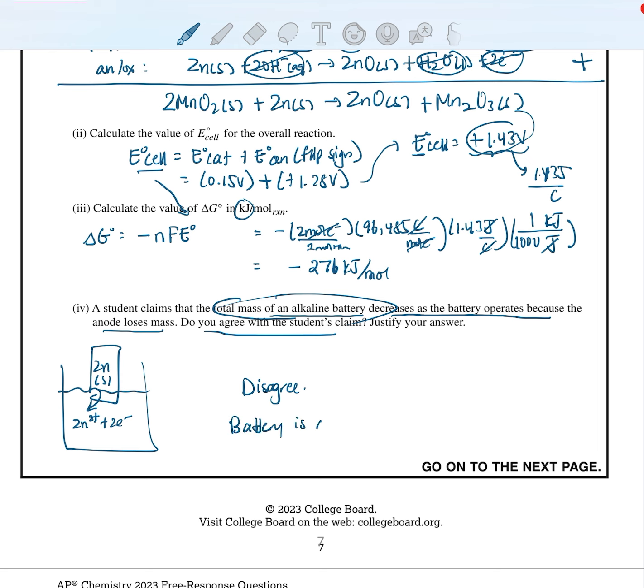Which means that, as you guys probably know from equilibrium, when you have a closed system, the mass cannot change because nothing is actually escaping that closed system. So because the battery is closed, mass cannot escape the battery. So the overall mass will remain the same.